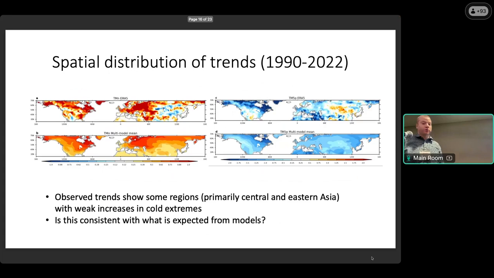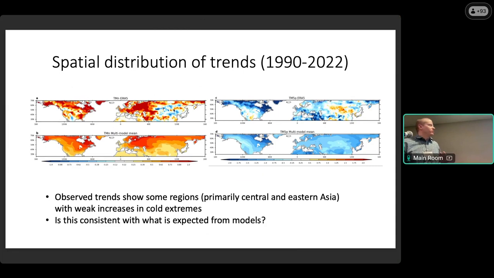Okay, so far I've only been showing mid-latitude averages, but what about the spatial distribution of the trends? It could be that there's something hidden in the mid-latitude average. So here are the trends. The top is the ERA5 observations for these two metrics, and you see strong warming of the cold extremes over a lot of the regions, but we also do see some regions where there's cooling or an increase in frequency of cold extremes. Whereas in the multi-model mean, of course, we see just a uniform reduction.